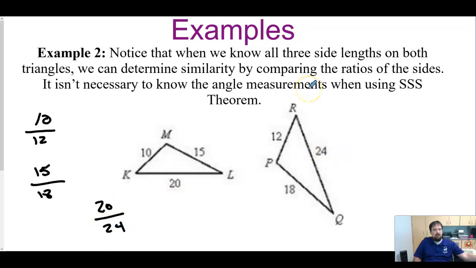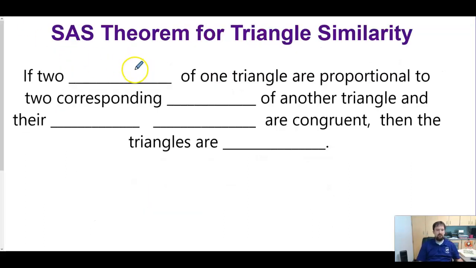Once again, let's plug that into our calculator and see if those are all the same. 10 divided by 12 is 0.83. 15 divided by 18 is 0.83. And 20 divided by 24 is 0.83. So we just proved that those two triangles are similar because their sides all had the same ratio to each other. They were all proportional.